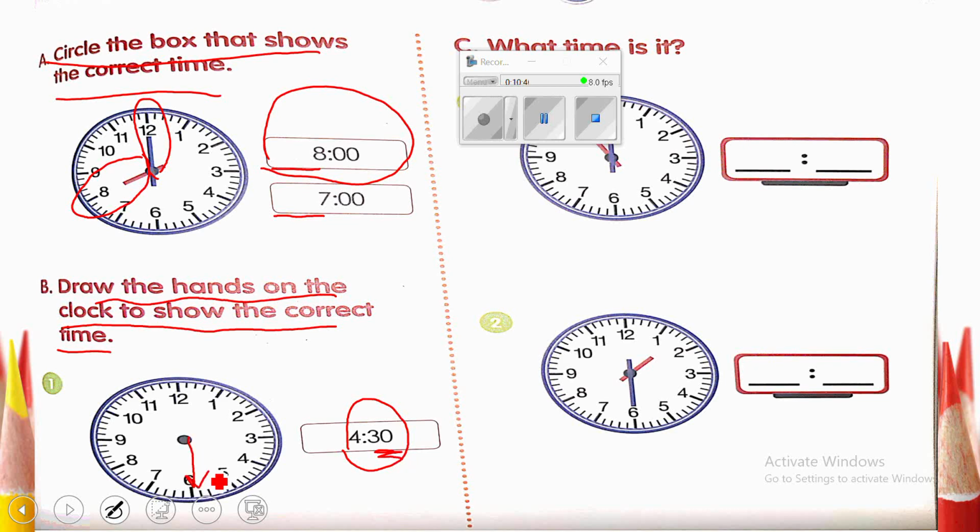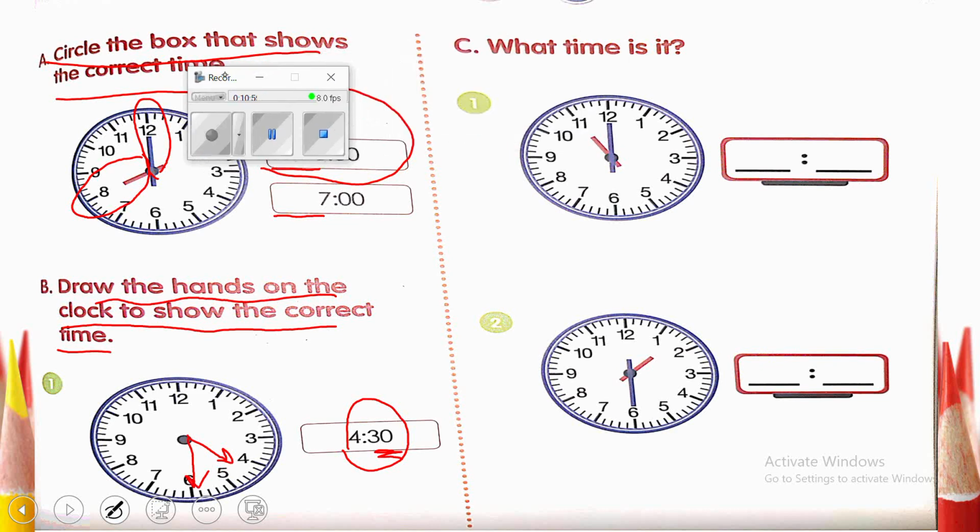And where is the 4 hour? Excellent, it's not on 4, it's between 4 and 5. So here is 4:30. Let's see the other one here.